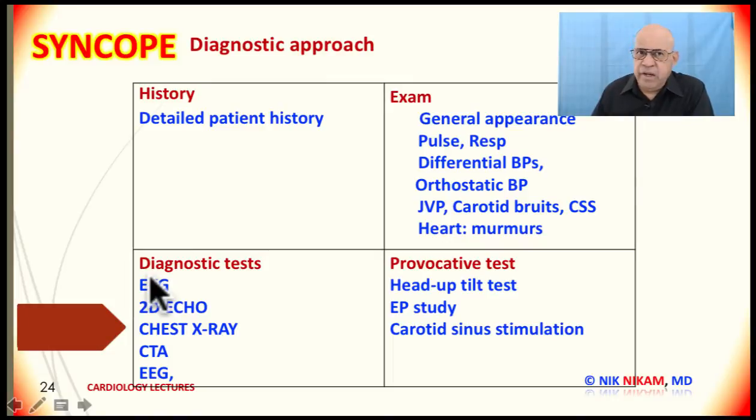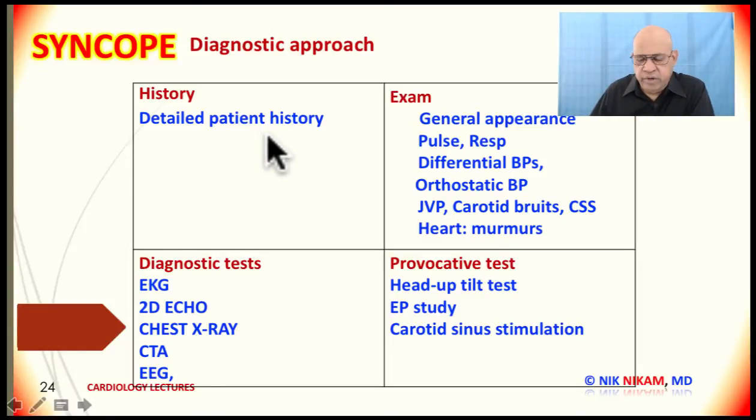The diagnostic tests are fairly simple, contrary to what you would think for a disease that is so complex, because simple things like electrocardiogram, echocardiogram, a chest x-ray basically will help us to come to a conclusion as to the direction in which we are going. We may not be able to make a final diagnosis, but at least a direction in which we need to proceed in terms of identifying the cause for syncope. Then we have the provocative tests such as the tilt table test, the head tilt test, electrophysiologic studies by using stimulation or carotid sinus stimulation.